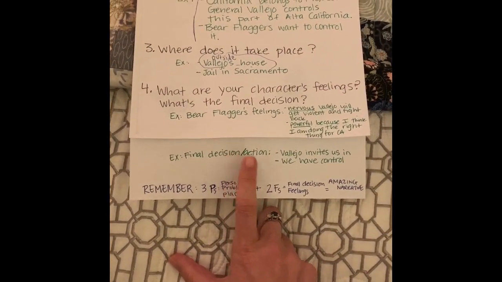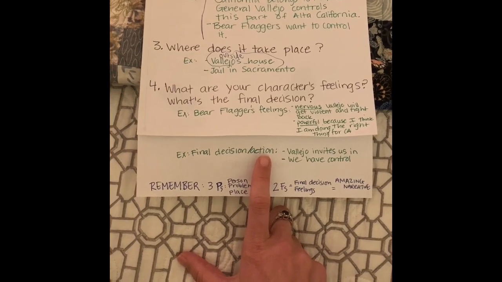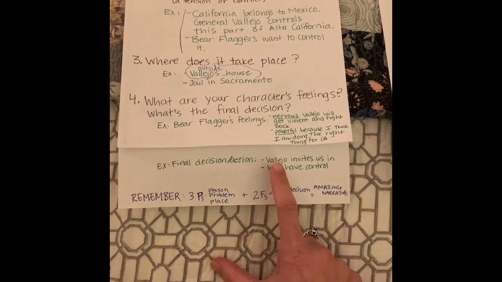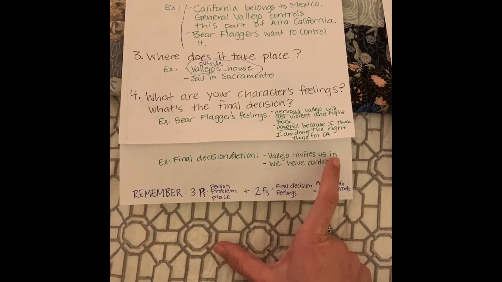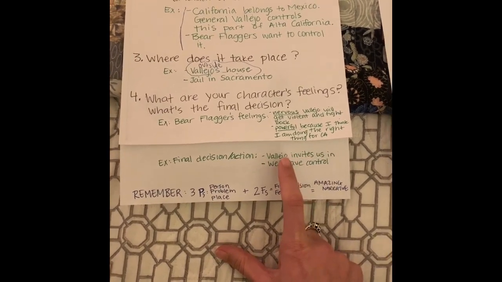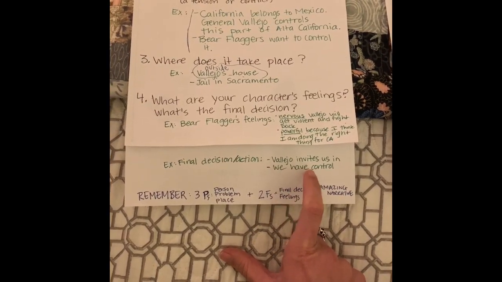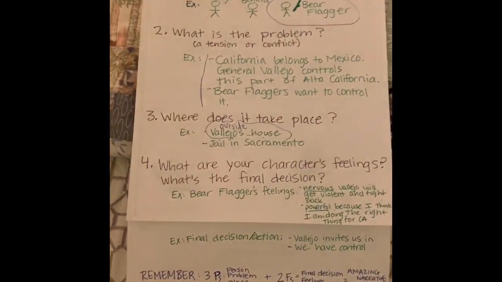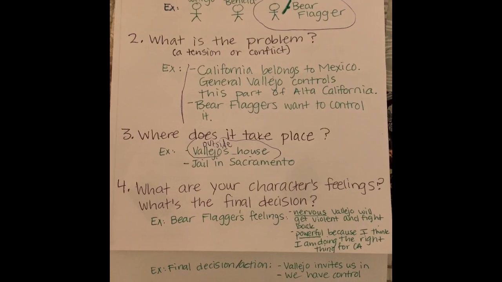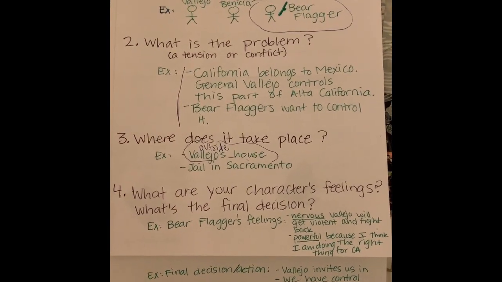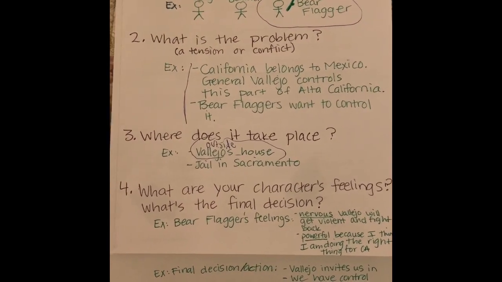My final decision or action is going to be, Vallejo invites us in to his house. And the final decision or change is that we have control. So bear flaggers have control of California, and Vallejo let us in.